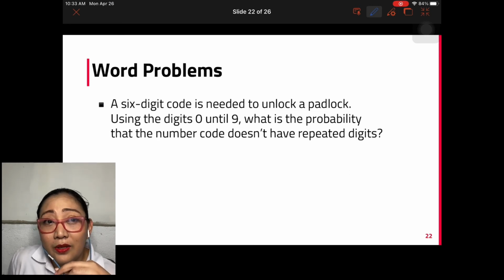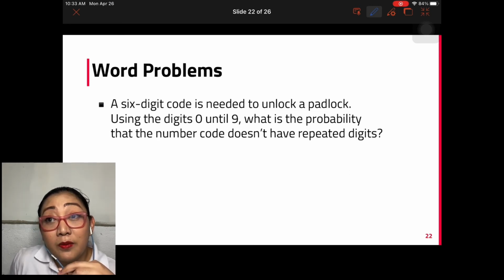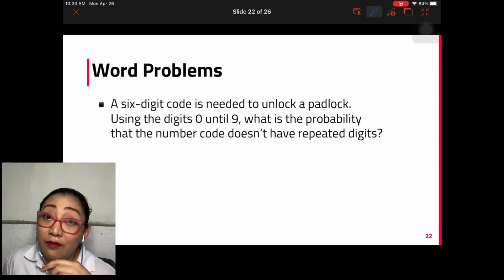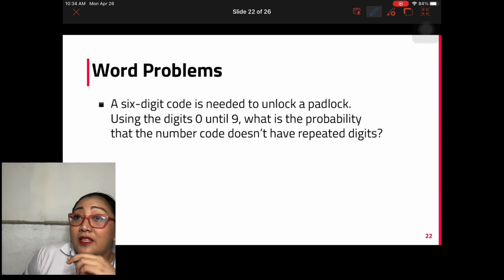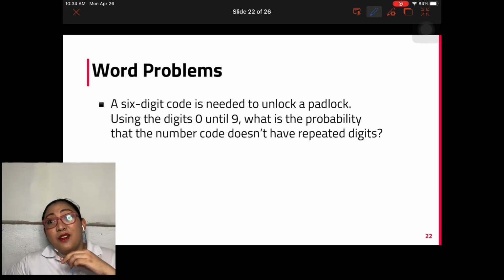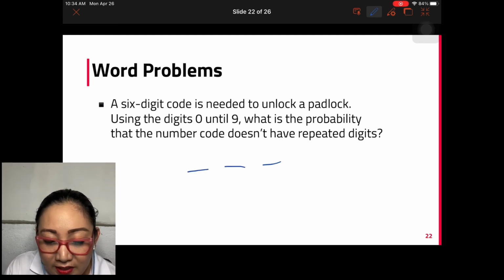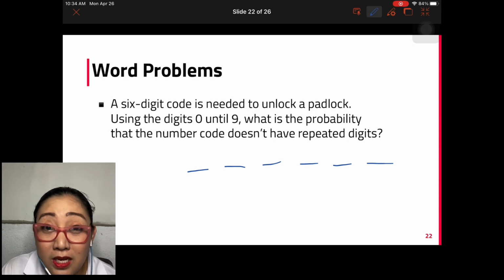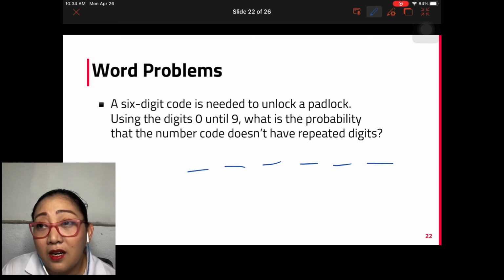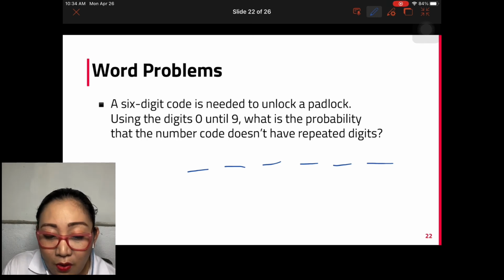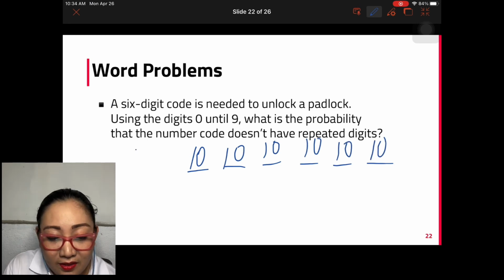So, kailangan nating malaman yung lahat ng possible items wherein the number code does not have repeated digits. And then, yung ating sample space, gagamitan natin ng fundamental counting principle. So, there are 6 digits, di ba? Tapos, there are how many choices per digit? So, it's 0 to 9. Ang gagamitin natin dito sa sample space natin is when the digits can be repeated. So, according to the fundamental counting principle, that's all 10. Okay? 10 raised to 6.